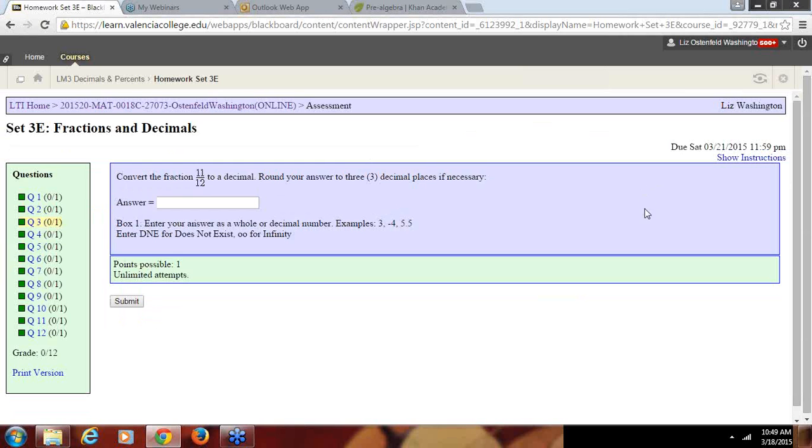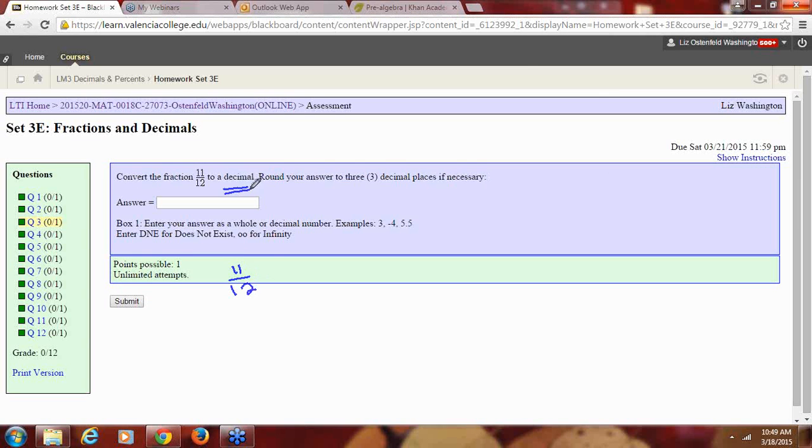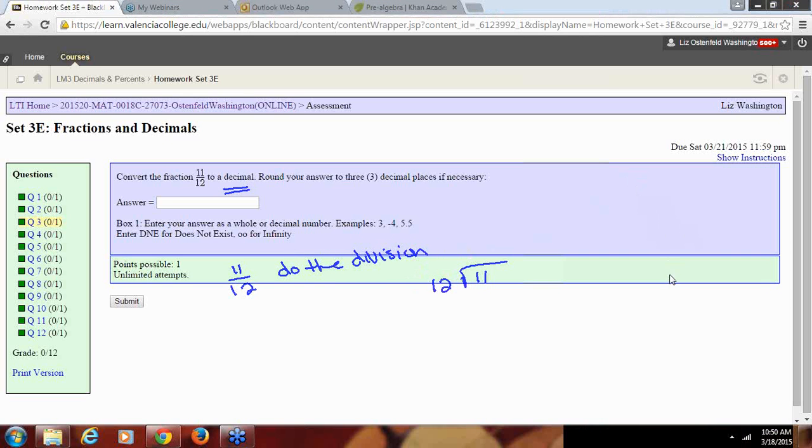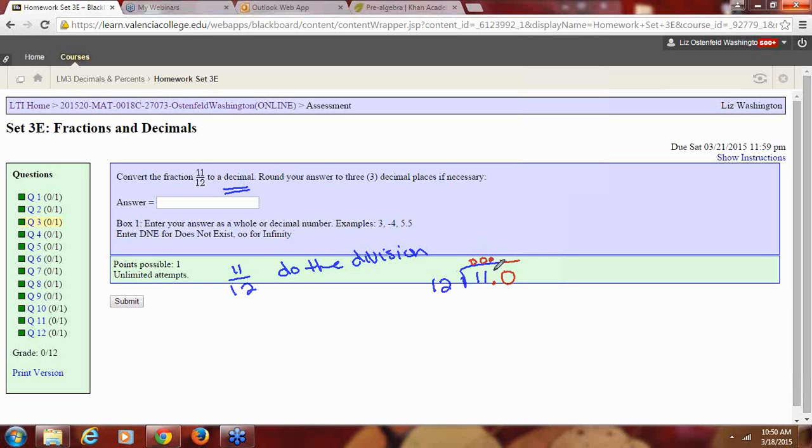Okay. In this one, it's asking you to take this fraction, 11 over 12, and convert it to a decimal. That just means you have to do the division. You have to actually do the division. 11 divided by 12. Now, since 12 is too big to go into an 11, that's how you get a decimal. You have to add a decimal and a 0. Put the decimal up in your answer. 12 cannot go into 1. 12 cannot go into an 11. But 12 can go into 110.